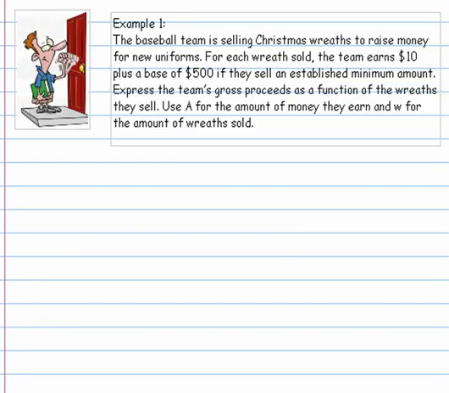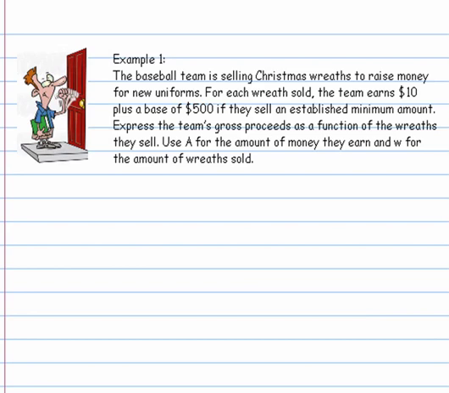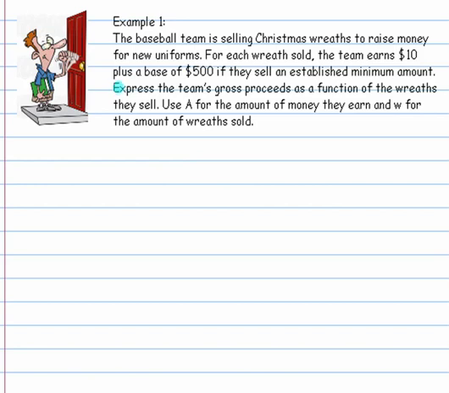The baseball team is selling Christmas wreaths to raise money for the new uniforms. For each wreath sold, the team earns $10 plus a base of $500 if they sell an established amount. Express the team's gross proceeds as a function of the wreaths they sell. Use A for the amount of money they earn and W for the amount of wreaths sold. Now remember, we need to think of 2 other letters to use instead of F and X. And in this problem, they actually tell us what to use.